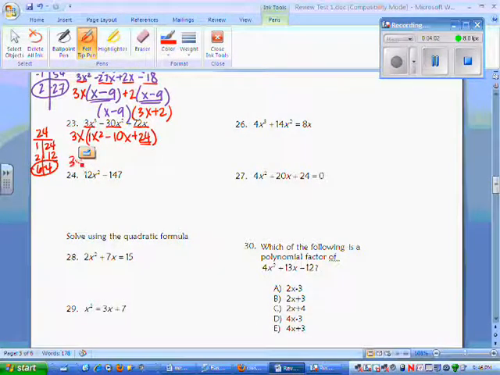So I'm going to put 3x here. Again, this is the shortcut way. This is going to be x minus 6 and x minus 4. Okay, and that's my final answer factor.